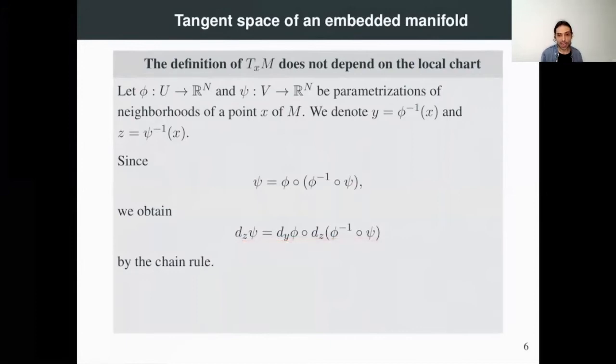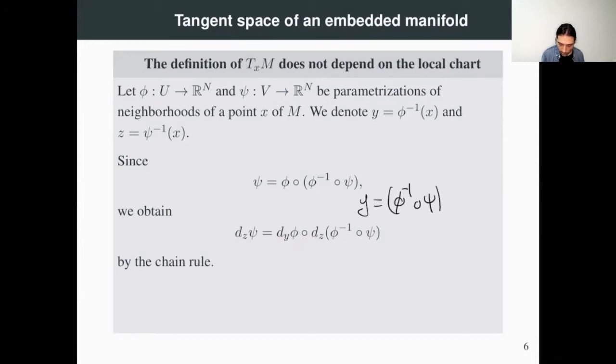We calculate the differential of psi at the point c. It's going to be the differential of the change of parameter map at the point c composed with the differential of phi at the point y. y is just the image of x by the change of parameter map composed with phi minus 1, right? Because the change of parameters of y is x, phi minus 1 applied to x is y, okay?